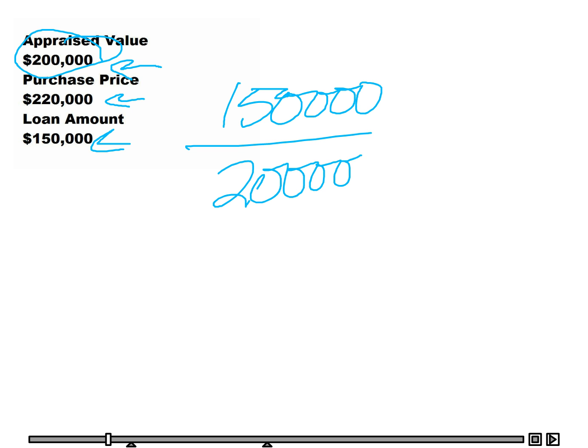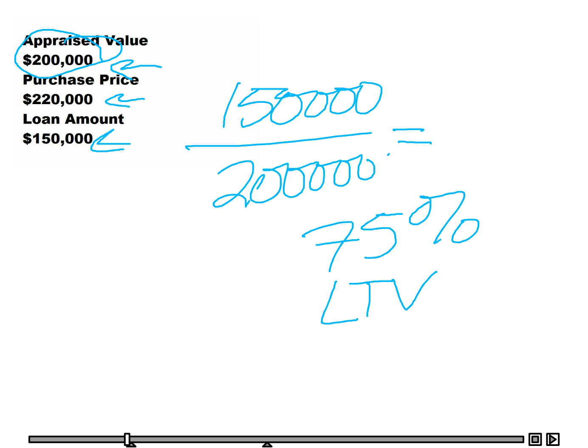So when we divide $150,000 by $200,000, that gives us, on your calculator, an answer of 0.75, which is equal to 75%. So our loan-to-value ratio on this problem is 75.